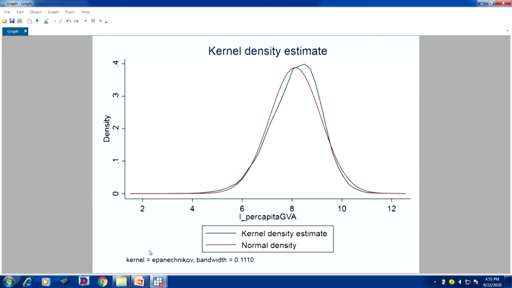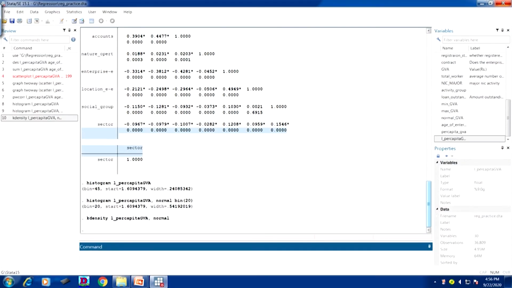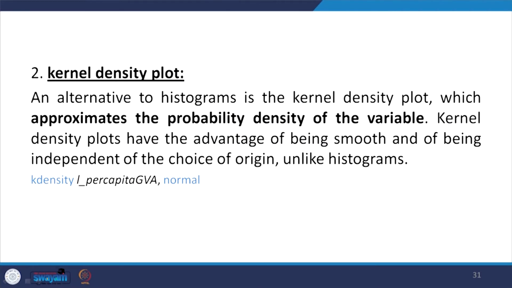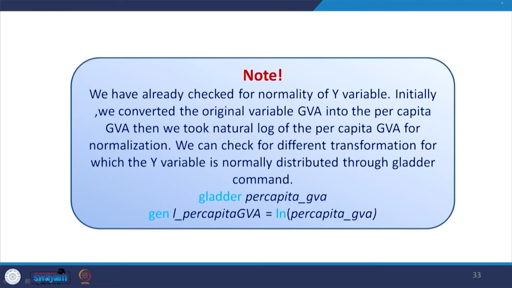That gives us a smooth diagram, where the kernel density estimate is presented against a standard normal distribution. So, it is almost approximating the distribution. So, this is what we have shown. Now, I wanted to mention that we have already checked for normality of the y variable. Initially we converted the original variable, that is GVA, into per capita GVA, then we took the natural log of it.